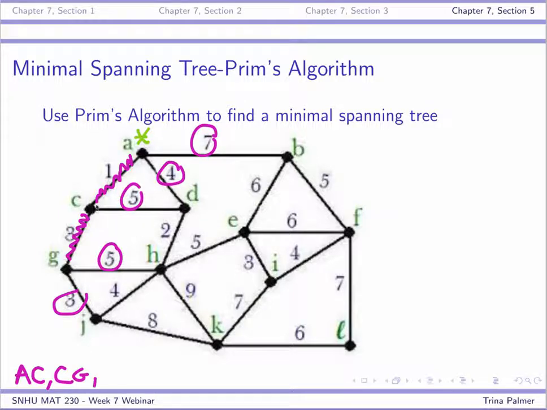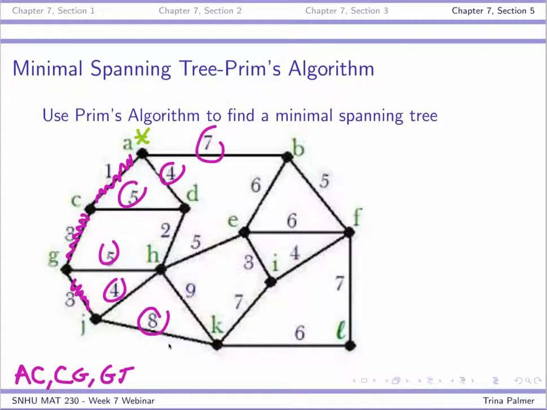In this example, notice we're just following along, but it doesn't have to; it could back up and go a different direction. So the next one is GJ, because that has the minimal weight. And then from here, my choices are 8, 4, 5, 5, 4, 7. I have a choice. So now you can see that they're not unique, because I can pick whichever one I want.